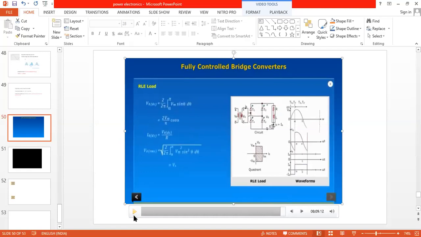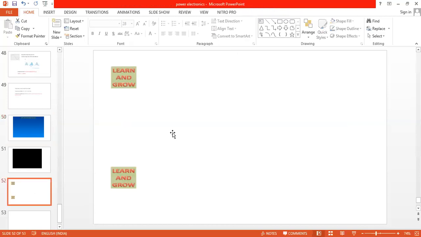The same expression you are going to get. So based on the syllabus, we are having the fully controlled converter with the resistor load and inductive load. Expressions we have taken just now, remember those expressions. But now I'm just giving one question. I am expecting the explanation from your side.